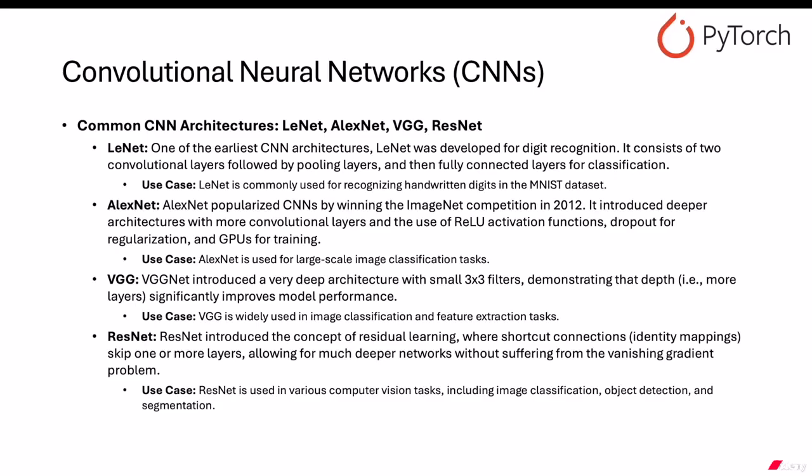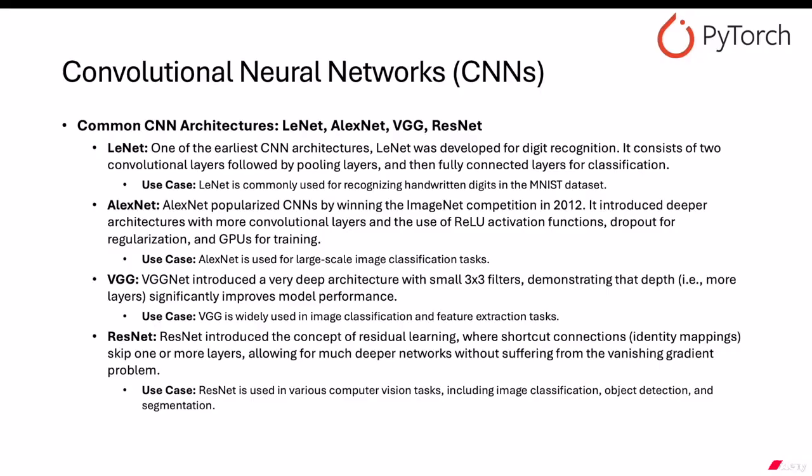AlexNet. AlexNet popularized CNNs by winning the ImageNet competition in 2012. It introduced a deeper architecture with more convolutional layers and the use of ReLU activation functions, dropout for regularization, and GPU for training. Use cases: AlexNet is used for large scale image classification tasks. VGG. VGGNet introduced a very deep architecture with small 3 by 3 filters, demonstrating that depth, that is, more layers, significantly improves model performance. Use case: VGG is widely used in image classification and feature extraction tasks.